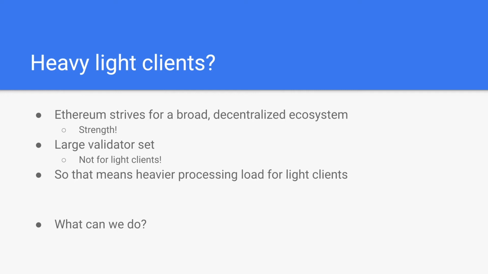But okay, so we take this very naive design and we already run into a problem, because in Ethereum we strive for a very broad decentralized ecosystem, and this is a great strength. But one way we realize this is we have a very large validator set for the beacon chain, right? It was over 200,000 validators. So that is kind of confusing, right? If we wanted to design a light client, because we just said we want the whole set to sign off on the whole chain, you have over 200,000 signatures every block, and that actually sounds quite heavy. So what are we going to do?